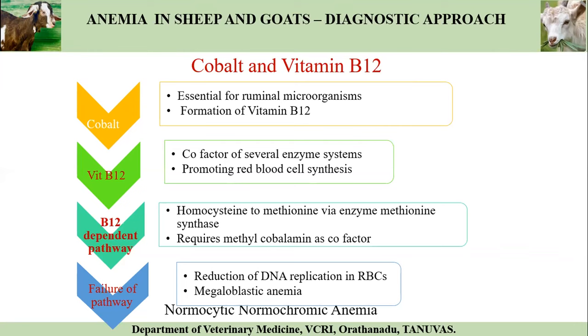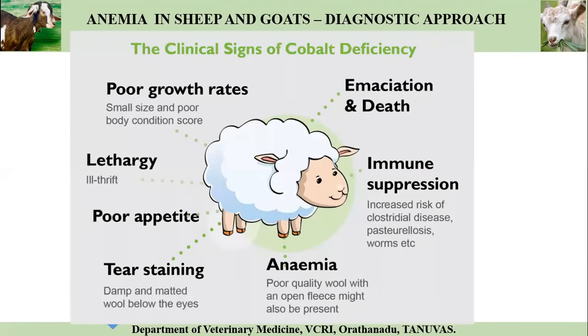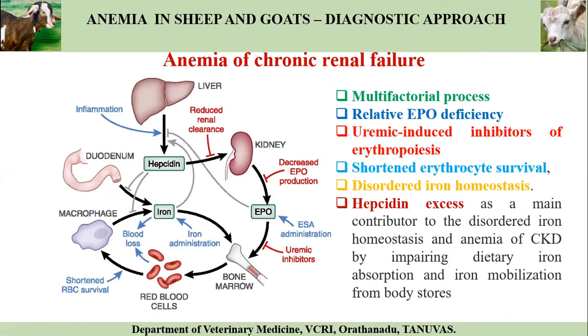So what are the clinical signs of cobalt deficiency? The sheep or goat will have poor growth rates, small size and poor body condition, lethargy, poor appetite, tear staining, anemia, immunosuppression, emaciation and death. Then moving to the anemia of chronic renal failure. This picture shows the mechanism underlying anemia of chronic renal failure.